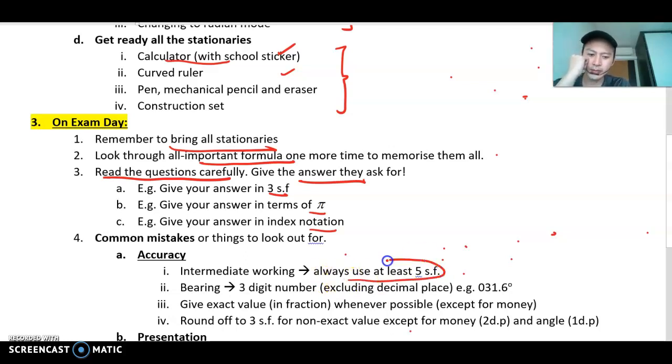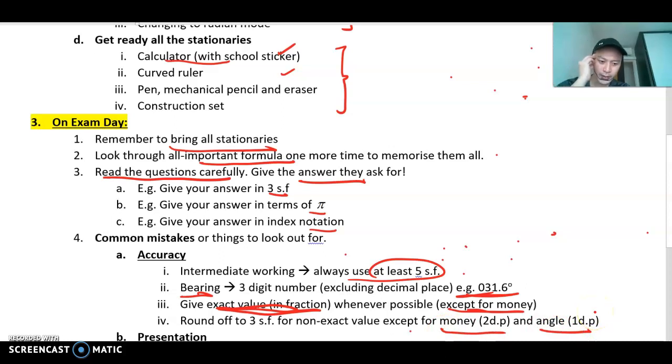For the accuracy, make sure you use 5 significant figure, don't use the 3 significant figure. Bearing, I think I mentioned that, just use 3-digit number, exclude the decimal place. Whenever possible, give an exact value, except for money, maybe angle, because angle could be very hard to give, like 35 and 1/5 degree. So for money and angle, you can round off to 2 decimal place and 1 decimal place, respectively.